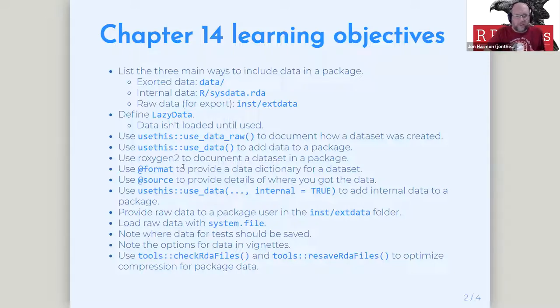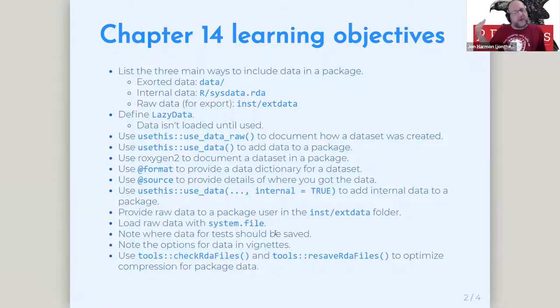Internal equals true adds internal data, and raw data goes in that extdata folder. You can load it with system.file. Yada yada. I guess I should probably get all the way to the end. But the point is, read the chapter. Use the chapter as a reference when you're working with data, because it's a good reference. It's, oh, okay, now that you're doing this, use this step.